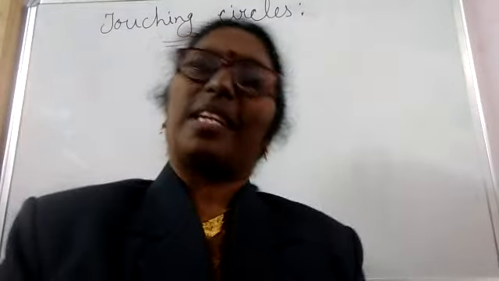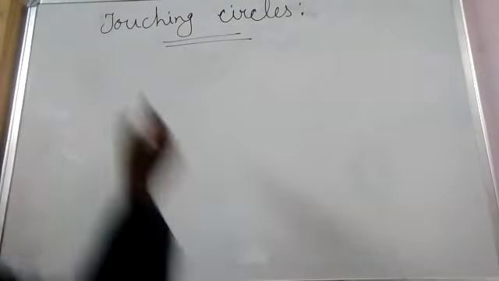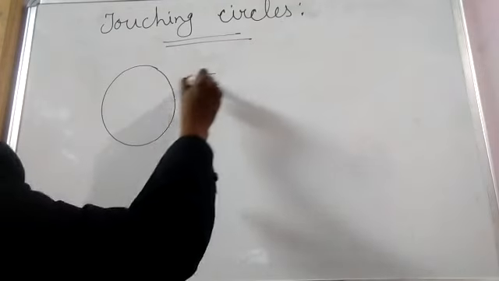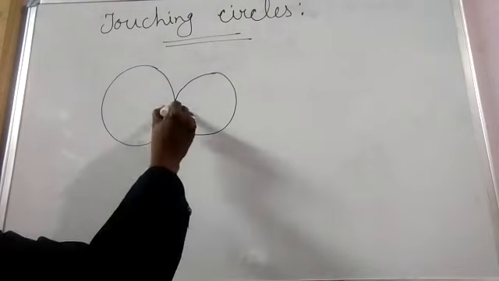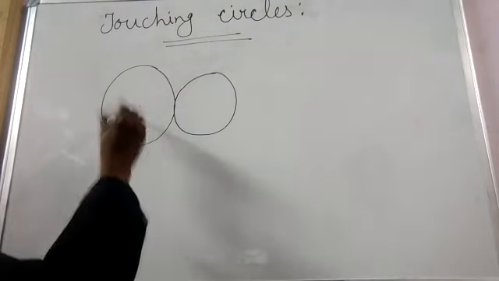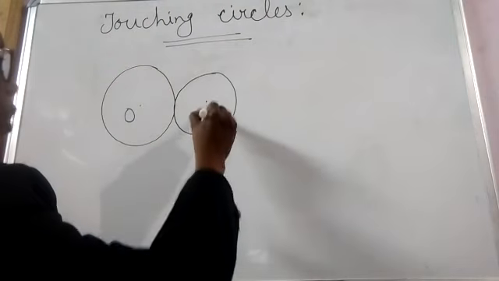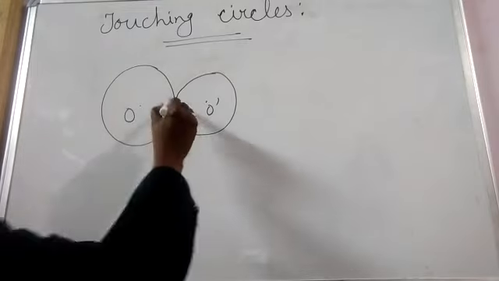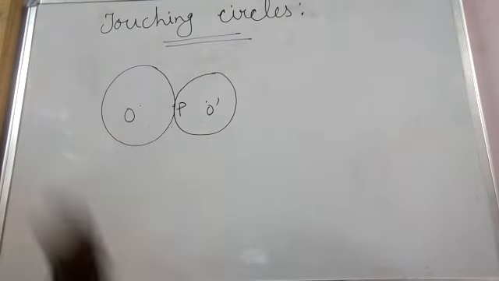Hello friends, now let us know what are touching circles. Two circles are said to touch each other if they have only one point of contact. Suppose O is the center of this circle, O dash is the center of this circle. These two circles are touching each other at this point P.